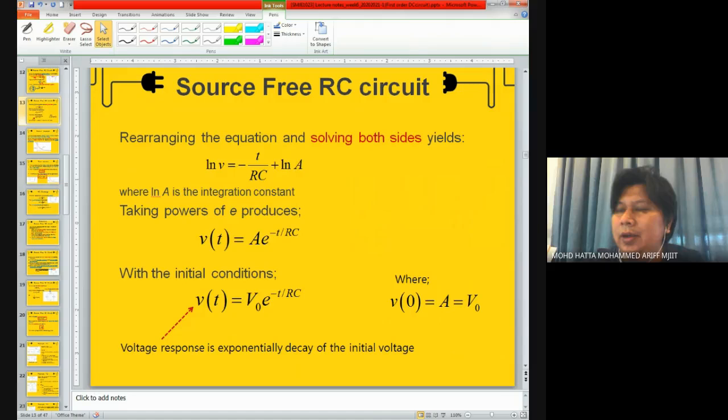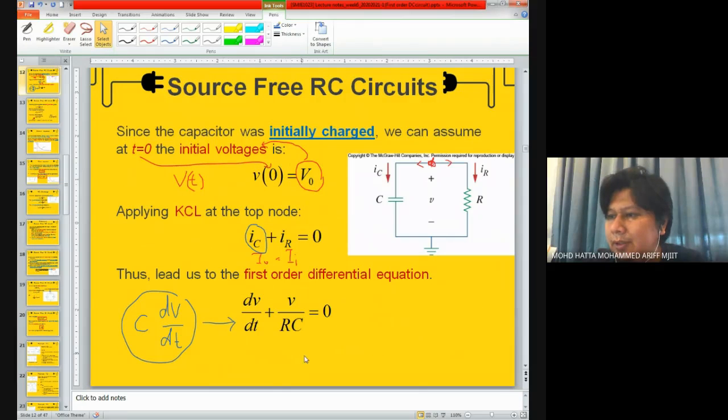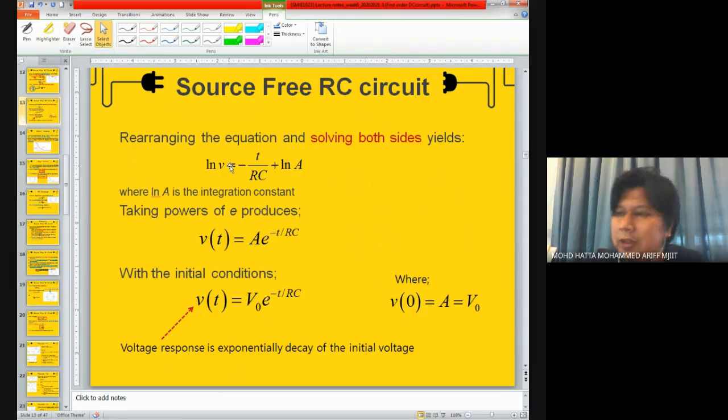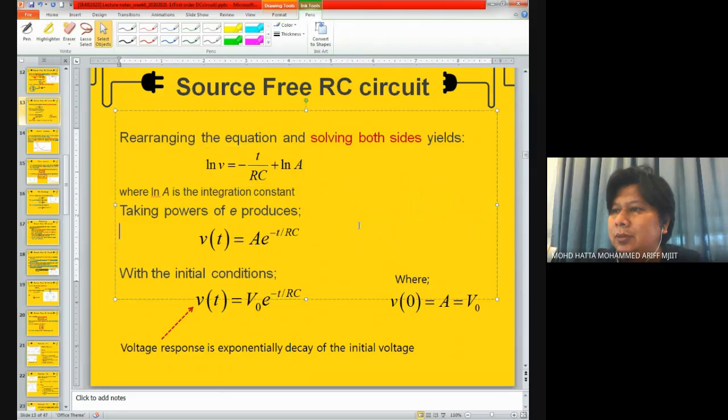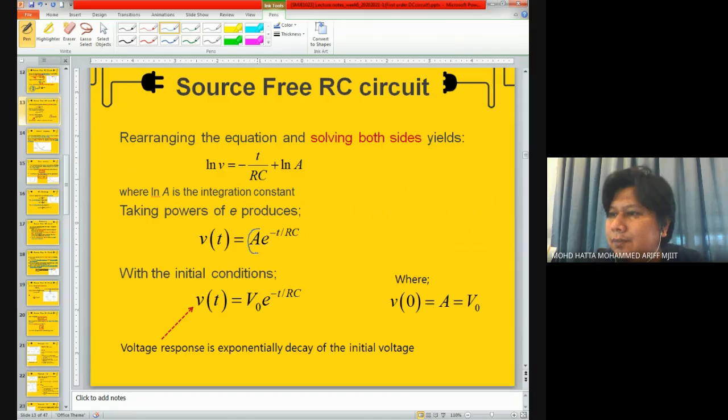Later on, by rearranging the equation that we found over here and doing some integration, we will end up with this equation where we have ln V equals negative t over RC plus ln A. After that, we take the power of e on both sides, and the solution will be given like this: V of t equals A e to the negative t over RC. With the initial condition, we know that this A is given by V0.